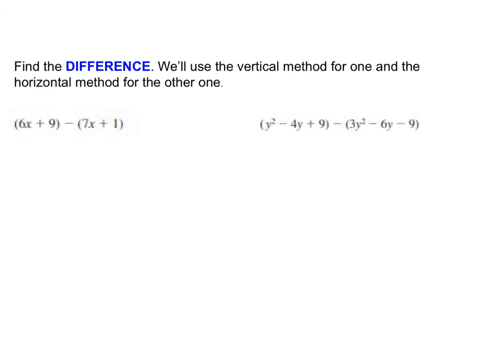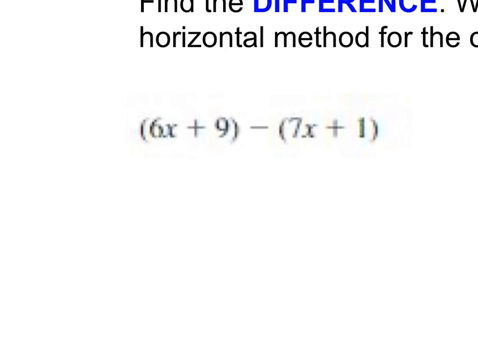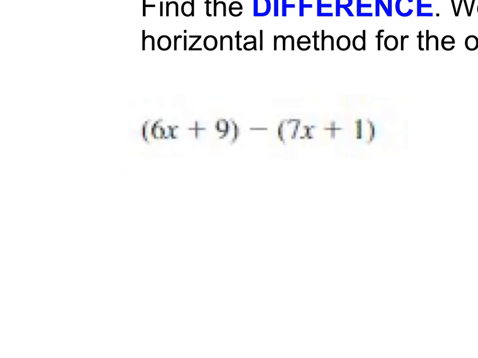So on this next page, we're going to use the vertical method for one, the horizontal for the other. So here's what you need to keep in mind. We're going to do the vertical method. So I'm going to write 6x plus 9. And now it's important that I distribute that negative through to both of these. So I will say minus 7x minus 1, because I'm just changing the sign.